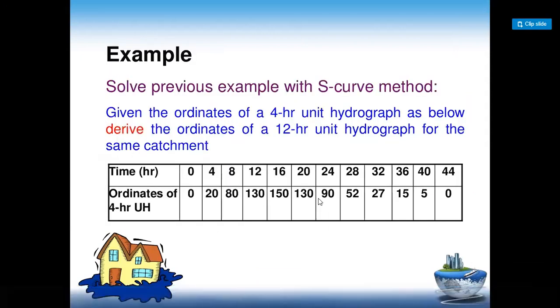Solve the previous example with the S-curve method. Here, the ordinates of a 4-hour unit hydrograph are given as below. Derive the ordinates of a 12-hour unit hydrograph for the same catchment. Here, guys, the ordinates of the 4-hour unit hydrograph: time 0 to 0, 4 to 20, 8 to 80, 12 to 130, 16 to 150, 20 to 130, 24 to 90, 28 to 52, 32 to 27, 36 to 15, 40 to 5, and 44 to 0.